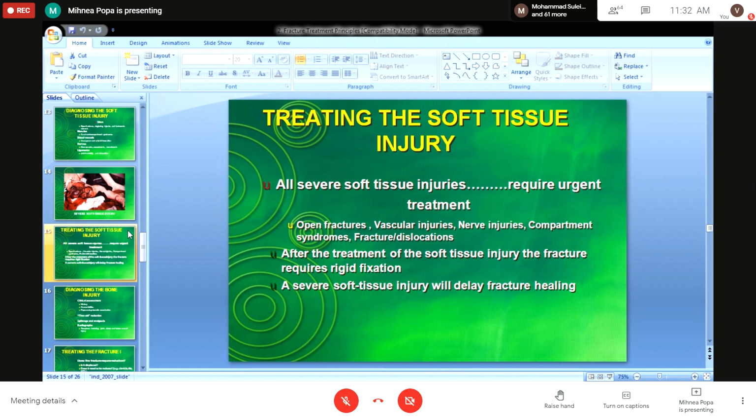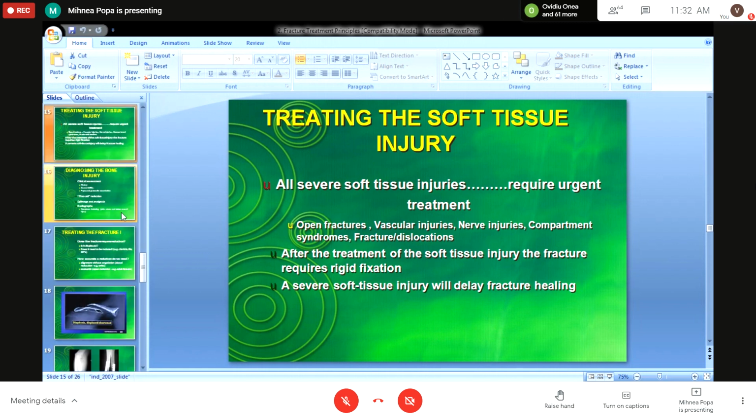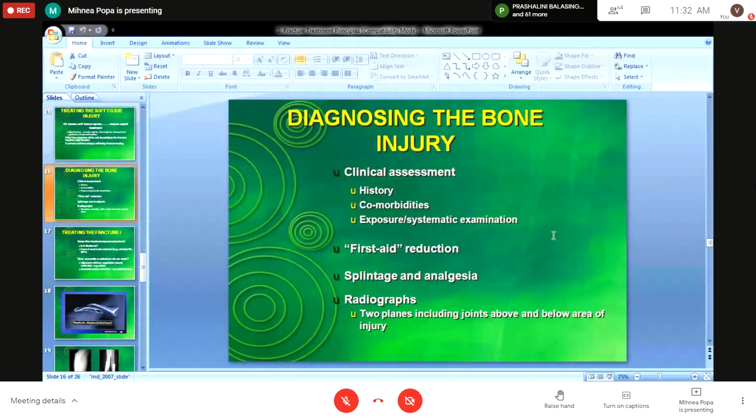As I told you, all soft tissue injuries are of urgent treatment. Open fractures, vascular lesions, nerves, compartment syndrome, and fracture dislocation. Those are the emergencies in orthopedics. And of course, after the treatment of the soft tissue, we need rigid fixation. It's very, very important. And as I told you, severe loss of this soft tissue can risk the malunion of bones.